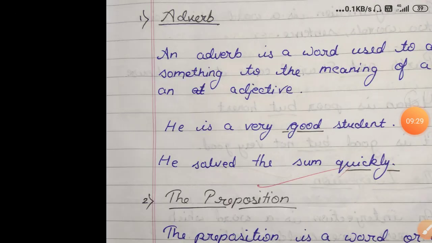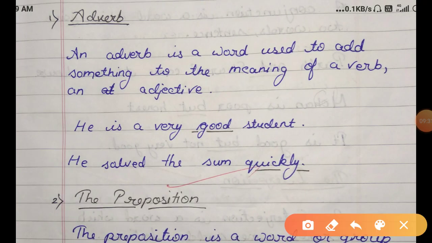Next comes adverb. An adverb is a word used to add something to the meaning of a verb and adjective. He is a very good student. Good is an adverb. He solved the sum quickly. Quickly is the adverb.